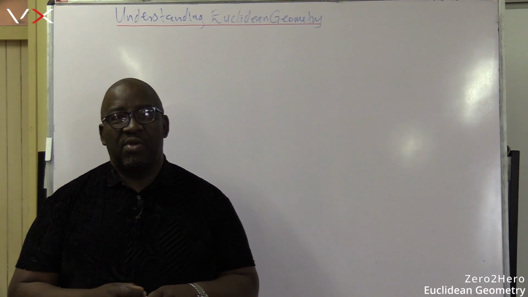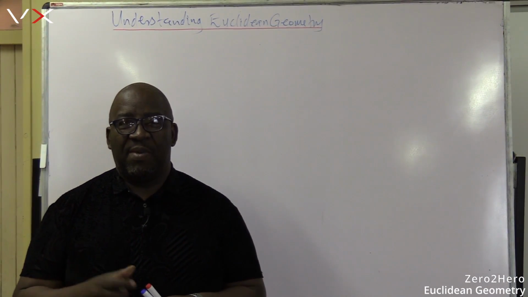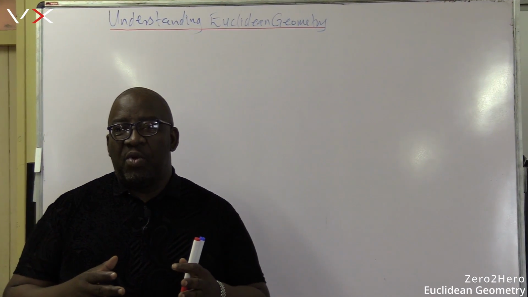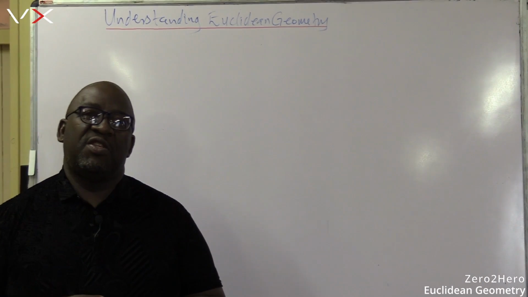Kanyile. Today I want us to look at Euclidean Geometry. This is the geometry that was discovered by a guy called Euclid, hence Euclidean Geometry. We want to go straight to past papers and see how we solve these problems.